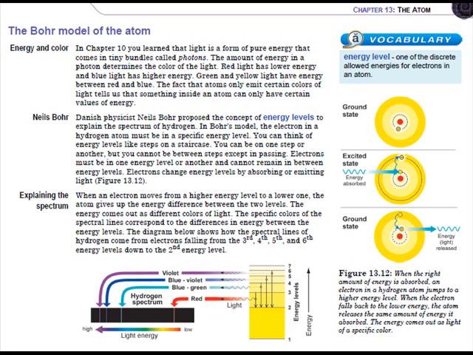Electrons change energy levels by absorbing or emitting light. When an electron moves from a higher energy level to a lower one, the atom gives up the energy difference between the two levels. The energy comes out as a different color of light. The specific colors of light, spectral lines, correspond to the differences in energy between the energy levels. The diagram below shows how the spectral lines of hydrogen come from electrons falling from the third, fourth, fifth, and sixth energy levels down to the second energy level.